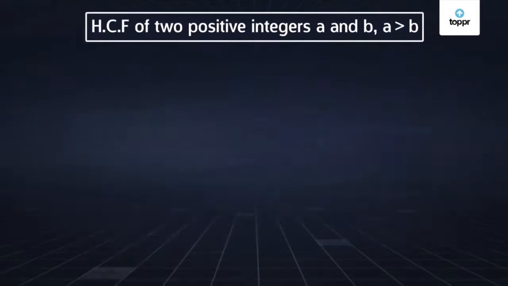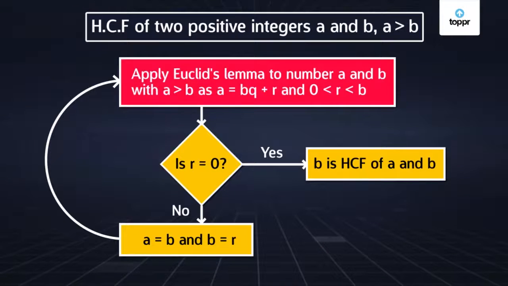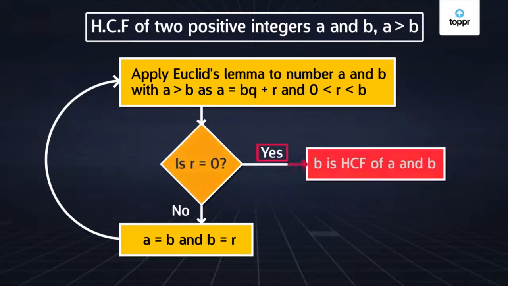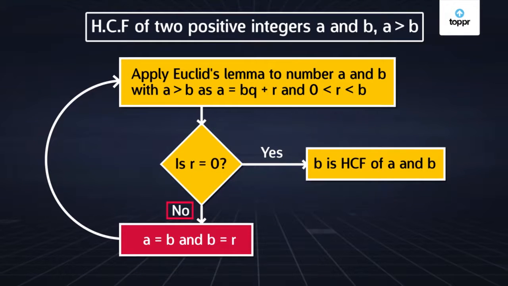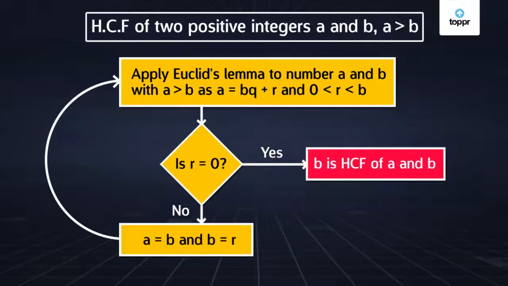The process is shown here as a simple flowchart for you to remember easily. Step 1. Consider two positive integers and apply the division lemma. Step 2. Check if R is 0. If yes, B is the HCF of A and B. If no, replace the value of A with B and the value of B with R. Then repeat the whole process until we reach this step where R is 0. The divisor at this step will be the HCF.